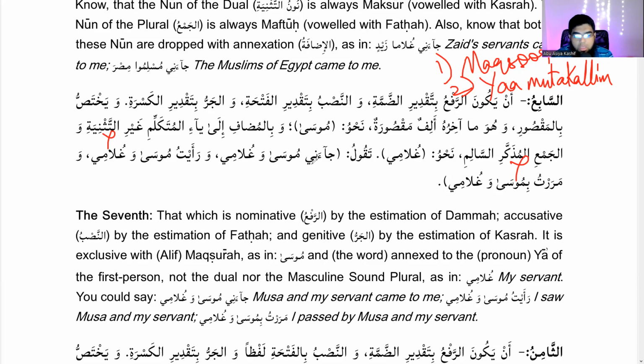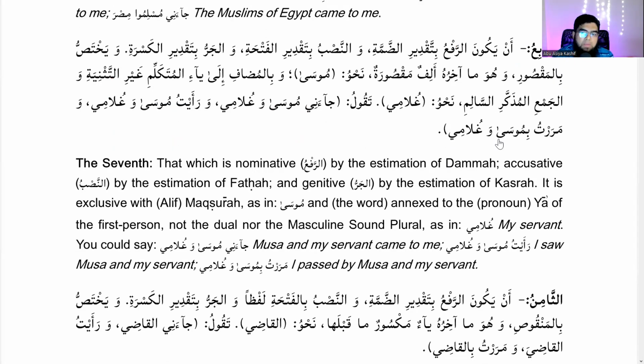You say, ja'ani Musa wa ghulami, and ra'aytu Musa wa ghulami. See, Musa is the same, Musa again. But it should be dhamma, right? It's marfu. Where's the dhamma? We say dhammatun muqaddara, estimated dhamma. And ghulami, where's the dhamma? It is an atf, a rafa noun. We say estimated again. Ra'aytu Musa wa ghulami, I saw; it will remain the same. It's not mabni, it's just that we say estimated dhamma, or kasra, fatha, whatever. Wa marartu bi Musa wa ghulami, and I passed by Musa and my servant or slave.